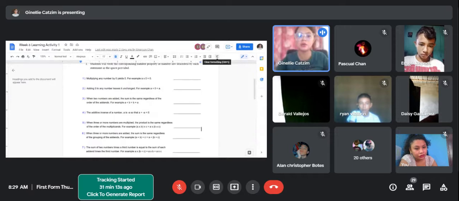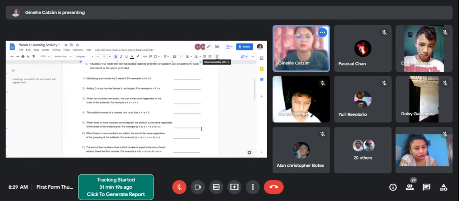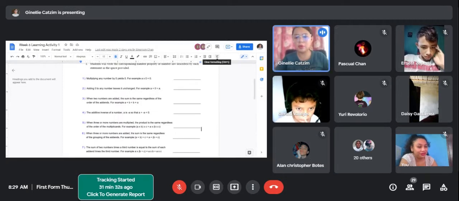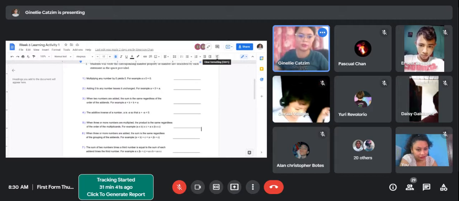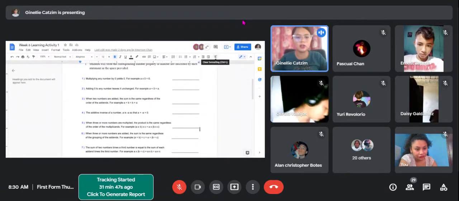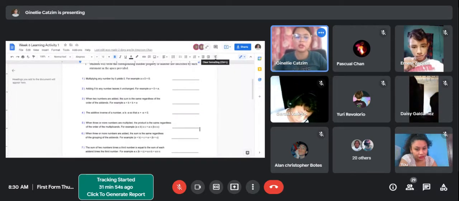Which property is number 2? Adding 0 to any number leaves it unchanged. Identity of addition. Okay, the identity property of addition. Very good. Number 3, I hope you are writing this in your notebooks, guys, because it's helping you. When two numbers are added, the sum is the same regardless of the order of the addends. For example, a plus b equals b plus a. Which property or law is this one?